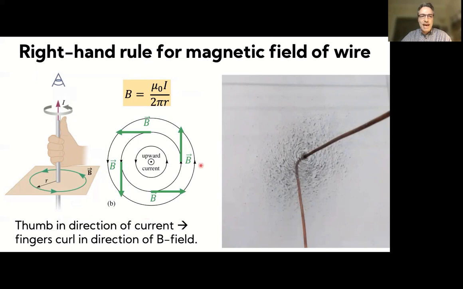So B actually is always tangential to these concentric circles around your wire. That is essentially the origin for all the right-hand rules that relate current to a magnetic field somehow.